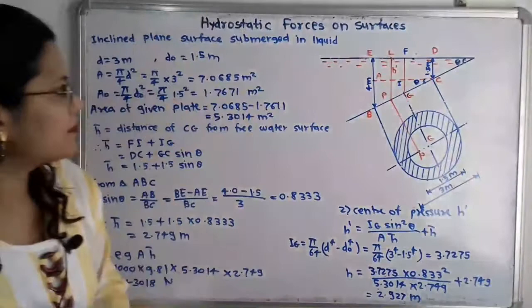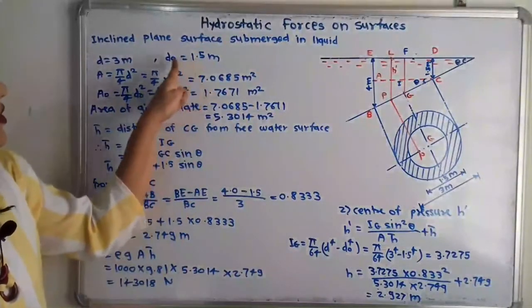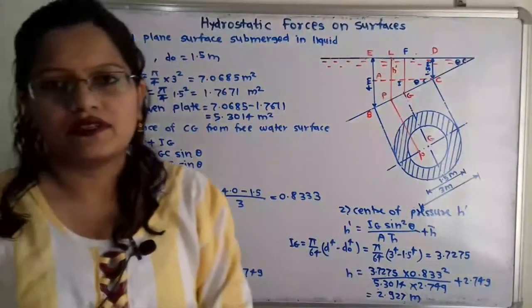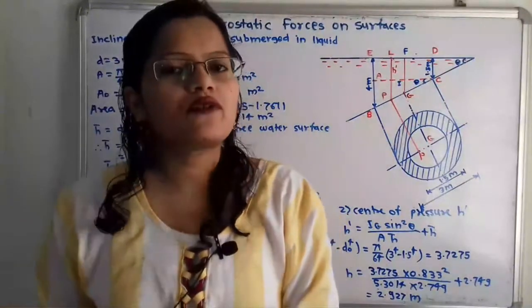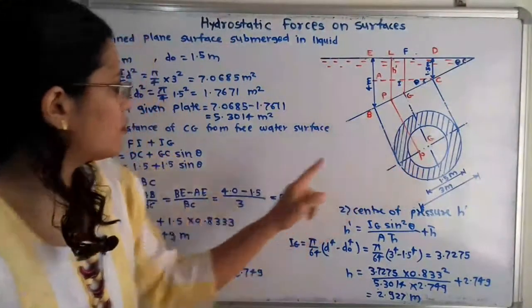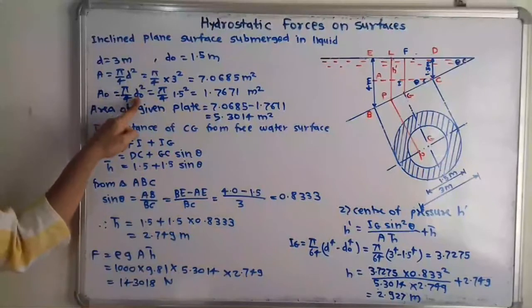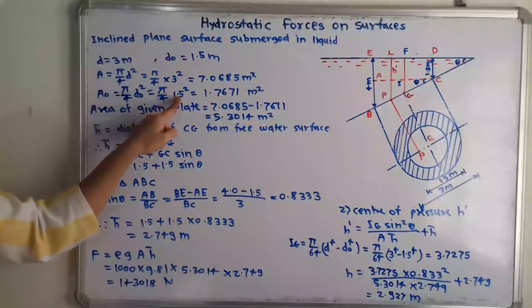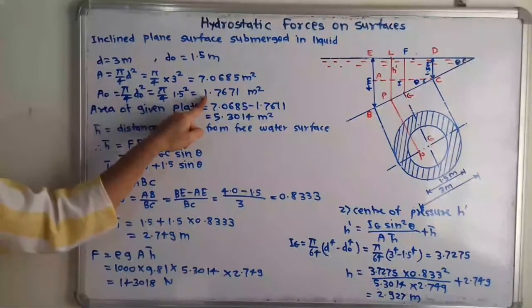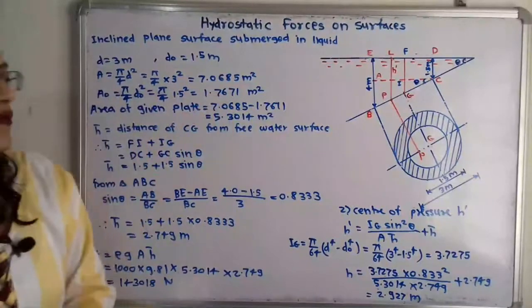So what is the diameter of the hole? That is D0 is equal to 1.5 meter. So again we have to find out the area of this hole, that is A0 is pi by 4 D0 square, that is pi by 4 into 1.5 square, which is equal to 1.7671.